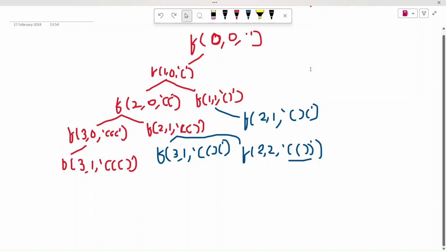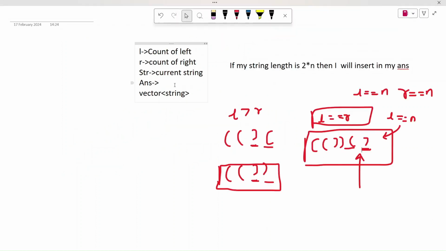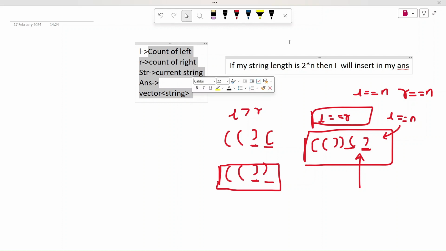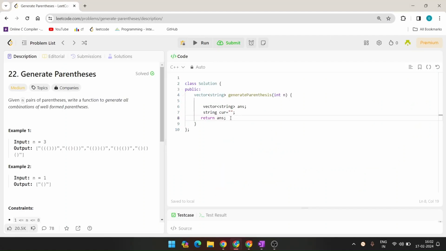Okay, so let's go to the part of the code. If I want to show you what our code will take, it will have a function and will have L, R and answer. So here we have a vector of strings, answer, and the current string is empty. I will define a function, which is void. It will take L, the count of left brackets, R, the count of right brackets, the answer, and the current string, which stores the current string.